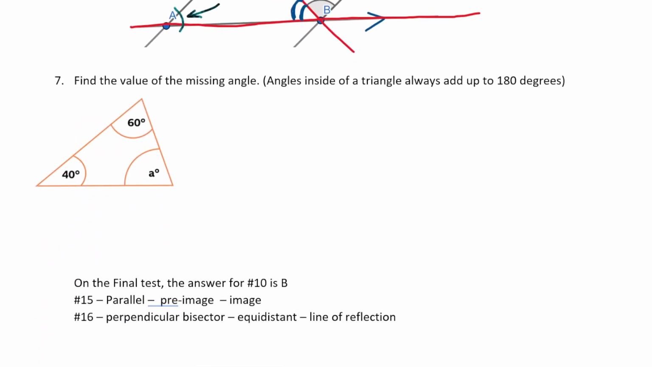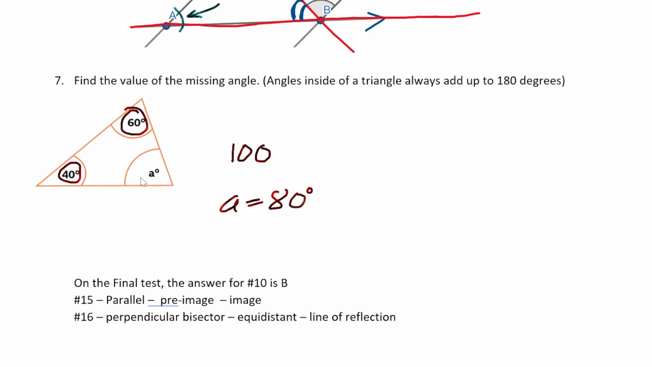Now, question 7. Question 7, it's pretty simple. I don't think I ever taught you this. But if I didn't, here's a chance for me to teach it to you. And it's pretty straightforward. All the angles inside of a triangle, any type of triangle, always add up to 180. So this angle right here is 60. This angle right here is 40. Both of them together make up 100. Now the question is, how much more do I need to get to 180? I need 80. That means angle A equals 80 degrees.